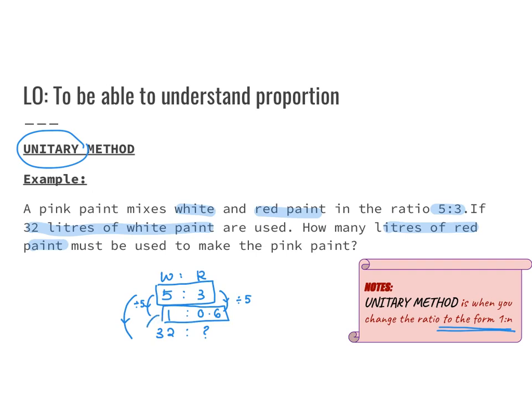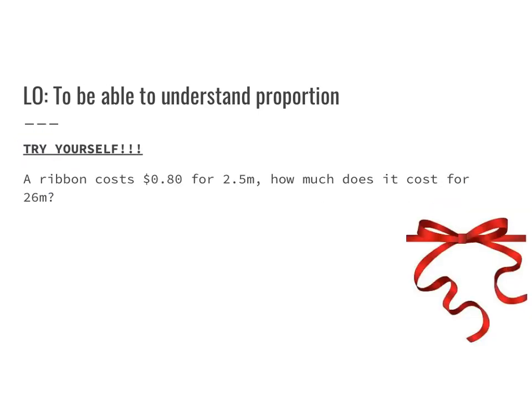Now can we convert that to 32? Yes, we can. We just need to times 1 with 32 to get 32, and 0.6 times by 32. And that would be 19.2 liters. Now this is what we call a unitary method. We need to turn the ratio into the form of 1 to n. Let's take a look at this example.